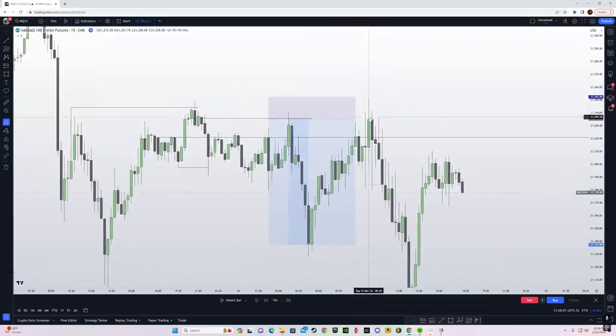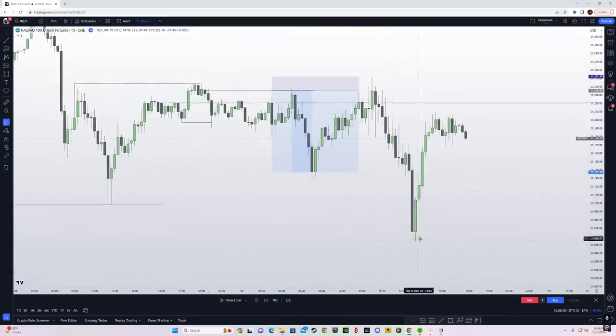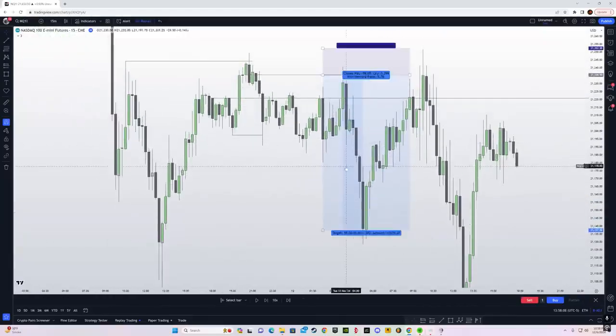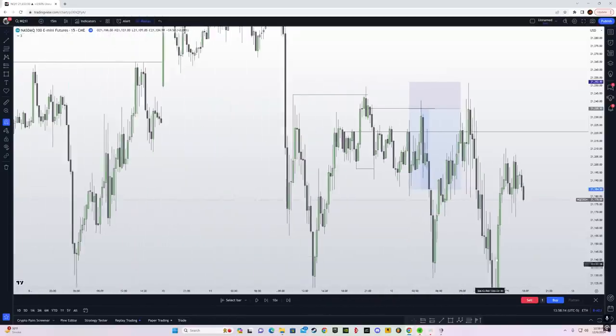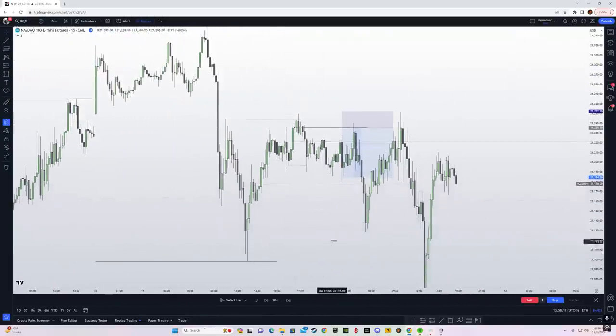Now price did come back up again, swept this high over here, but since our bias was bearish, we dropped down once again. So usually I go for 1 to 2 or 1 to 3 for these setups because I don't want to hold my trades any longer than that. I make my money and then I move on to the next day. So let me give you guys one more example.